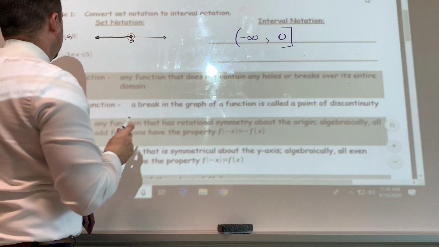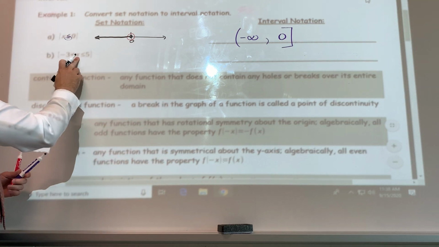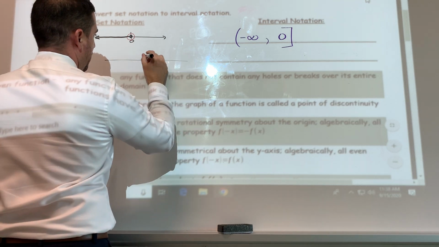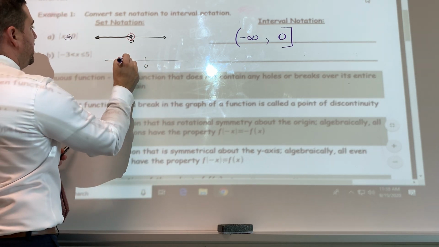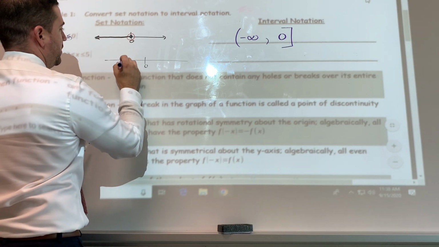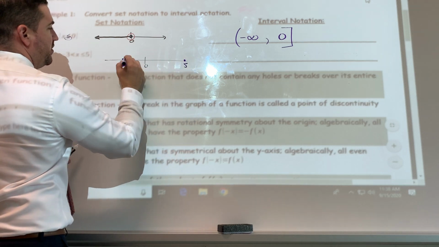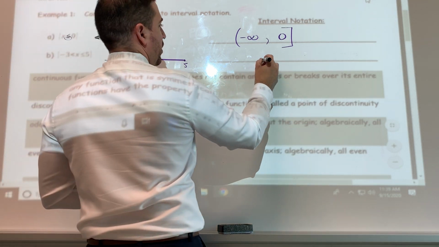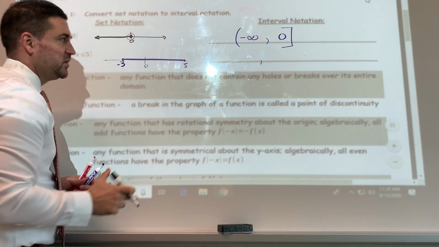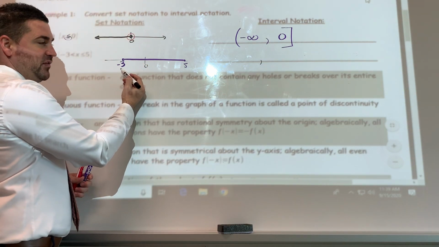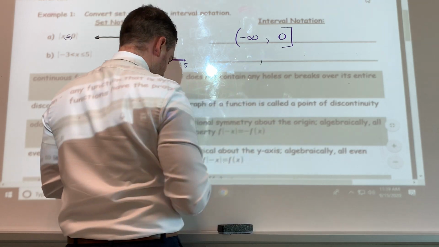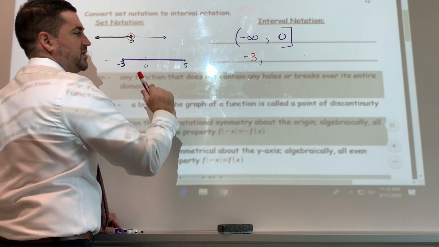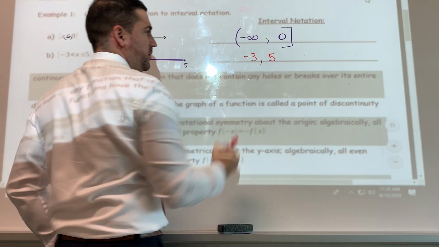Okay, let's do the next one. So the next one is x is greater than negative 3, but less than or equal to 5. So on a number line, roughly, we're going from negative 3 to positive 5. Okay, so we want to put our lowest value first, our highest value second. So our lowest value is negative 3. Let's use a different color. So we're going from negative 3 to positive 5, which is our highest value.